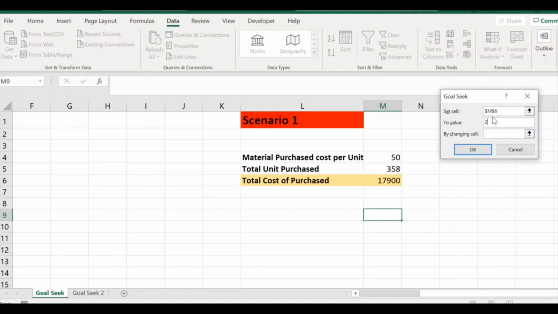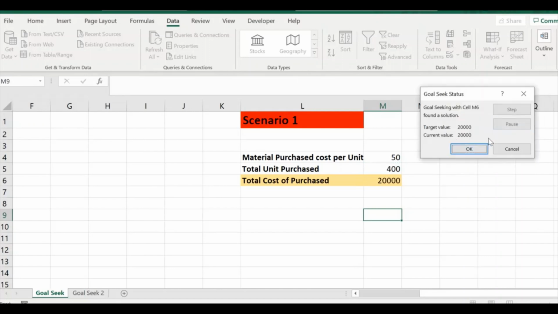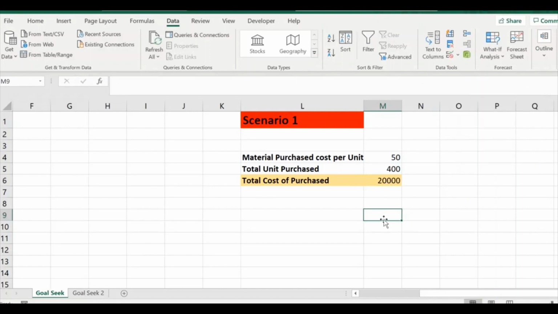Here you need to select your desired output. In this example we need 20,000. So in the next step we will select the cell where we need to change the input to get the desired output. Now you can see the result, 20,000.